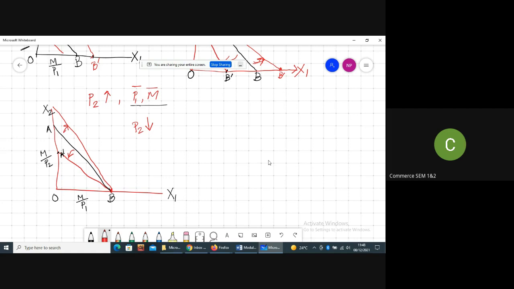Now what will happen if both P1 and P2 double and money income remains unchanged? Then what will happen? The whole budget line will move toward the left.